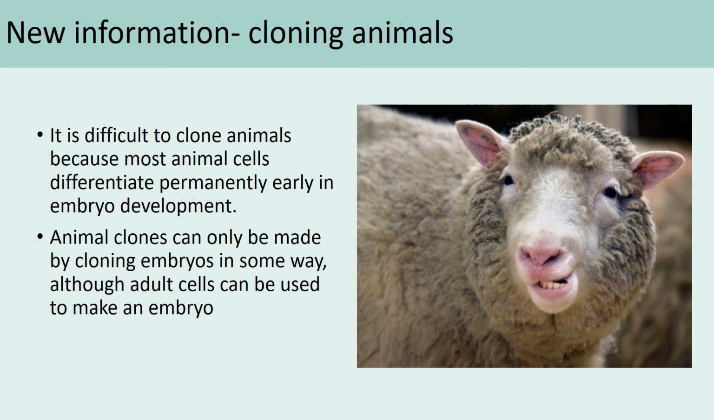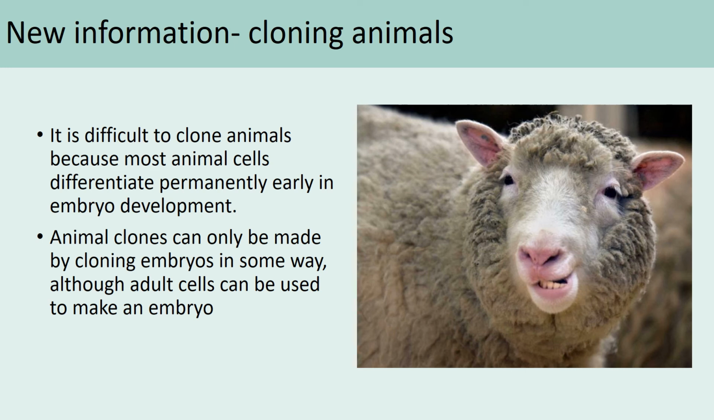In animals, though, it's a little bit more difficult because most of the animal cells differentiate permanently early on in development. So animal clones can only be made by cloning embryos in some way, although adult cells can be used to make an embryo. What that is saying is that it's very hard to clone animals because after you're born, your cells have already differentiated, so you can't have those stem cells that can make any other type of cell. If you do want to clone them, which does happen in farming, you take the embryo and you basically cut it up and you form clones that you can then put into surrogate animals, so surrogate cows or surrogate sheep.